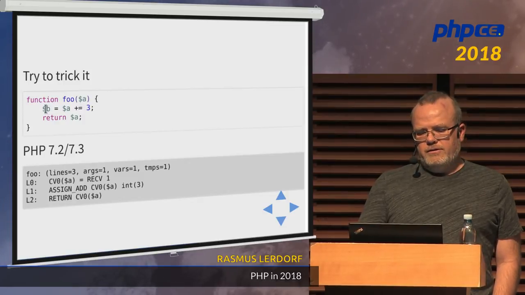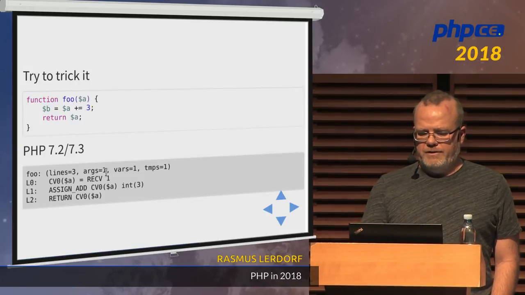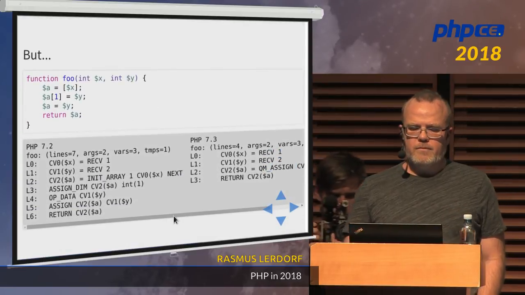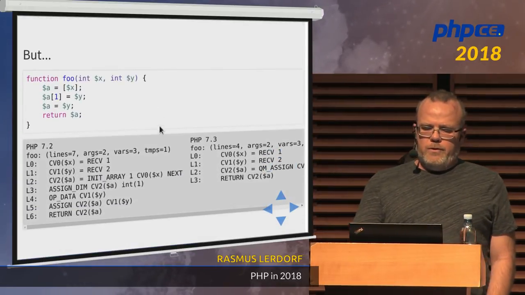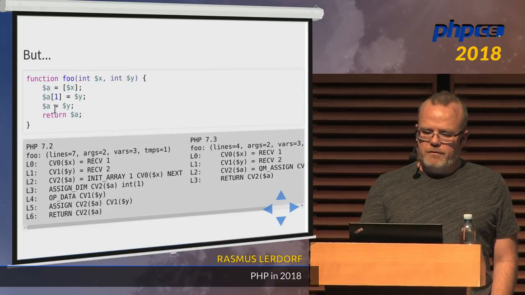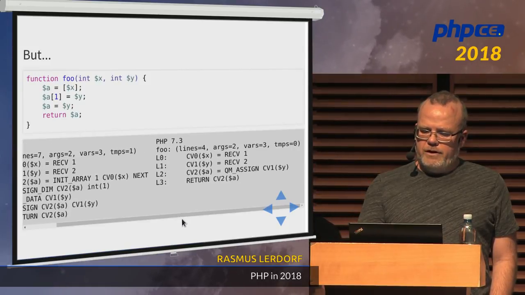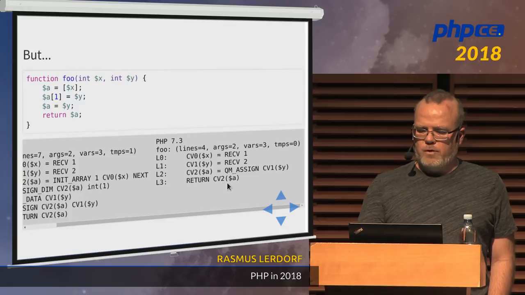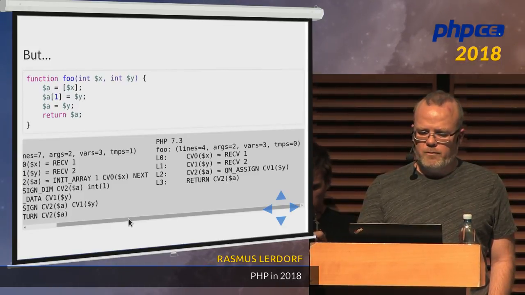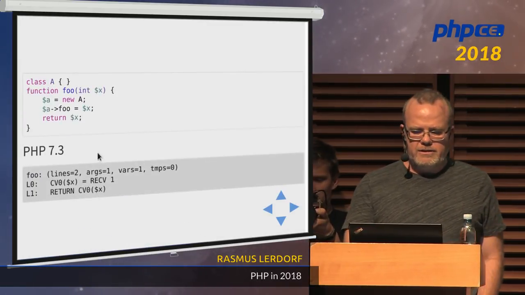We can try to trick it. This is valid PHP: B equals A plus equals 3. But it figures out that B is completely useless, and it does the right thing. Now here is where PHP 7.3 has gotten a lot smarter than PHP 7.2. If you follow this through, you can see that all this ever does is assign A equals Y and return A. This stuff up here is meaningless. PHP 7.1 or 7.2 couldn't figure that out.